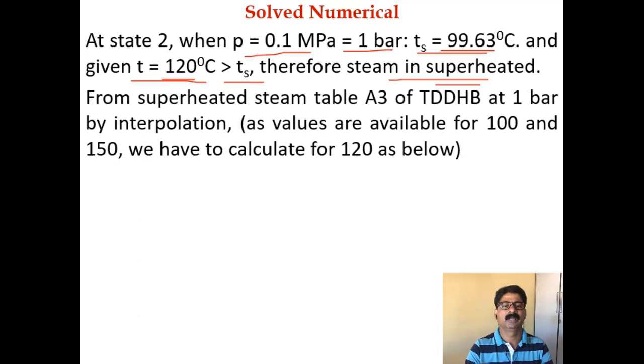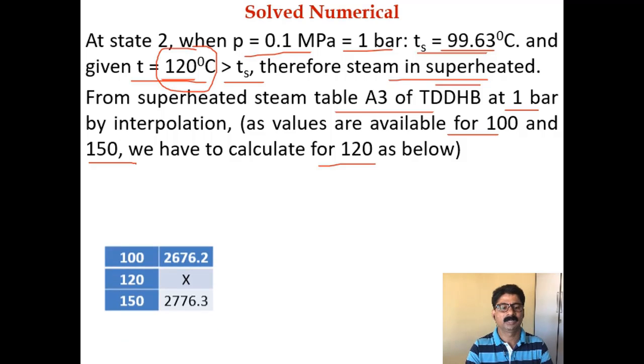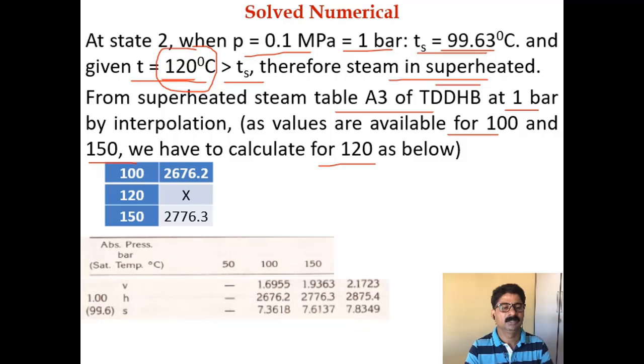Now there is table A3, which is a superheated steam table in the thermodynamic data handbook. At 1 bar you have to find out the enthalpy. But unfortunately the data available is only for 100 and 150 degrees Celsius. There is no data available for 120, because we require it for 120 degrees Celsius. So let me show you a sample of the table here.